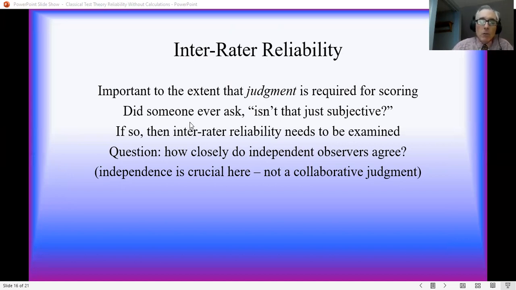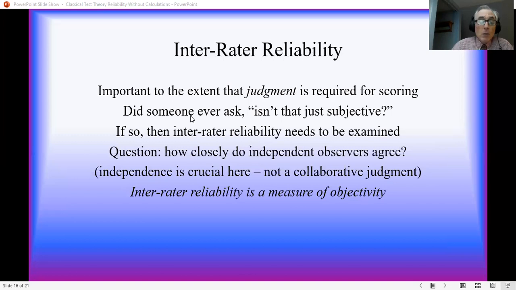It's an entirely different issue. Yeah, we can agree on something if we try. The question here is whether, if you're not communicating with each other, you nonetheless come up with similar results. So essentially, inter-rater reliability is the psychometrician's way of saying objectivity.